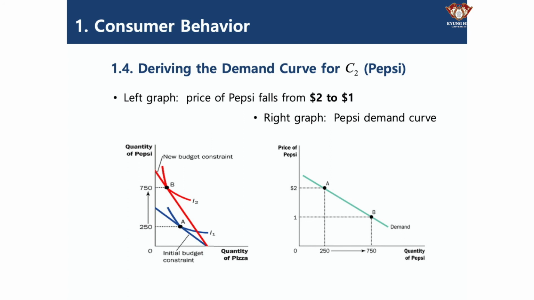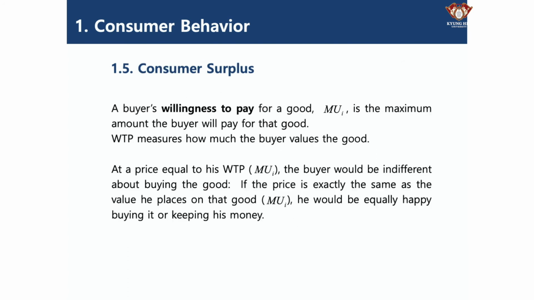So the optimal consumption of Pepsi was 250 units at point A, but at point B it greatly increased to 750 units when the price of Pepsi falls from $2 to $1. So when the price is $2 at point A, demand for Pepsi was 250. After decreasing the price of Pepsi, demand for Pepsi increased to 750 units. At $1, 750 units. So we can get this kind of demand curve. So the demand curve is derived from the utility maximization problem. Okay? That is section 4.